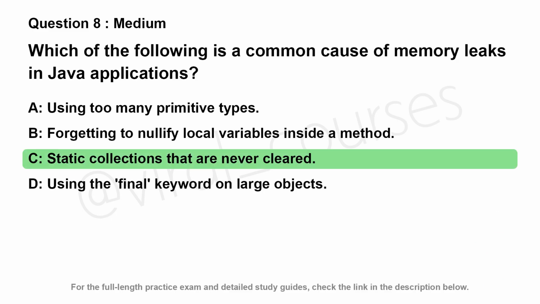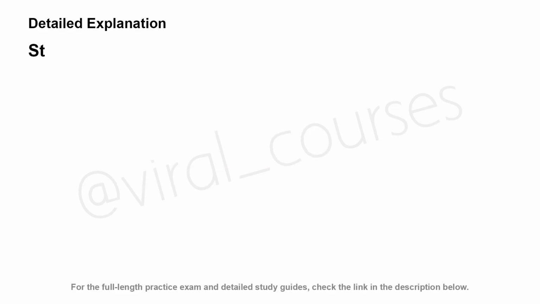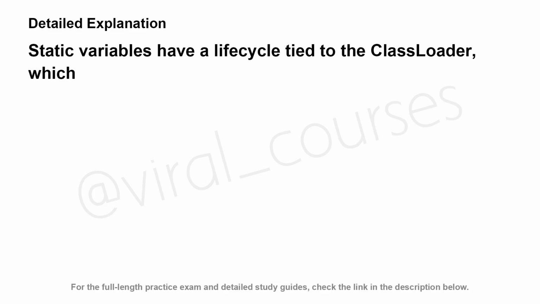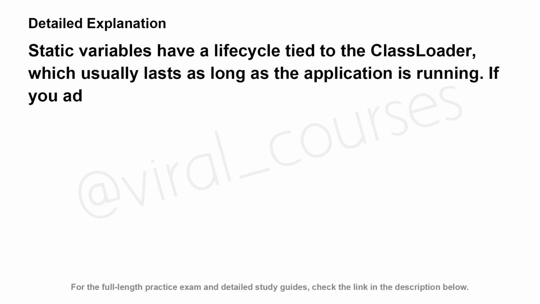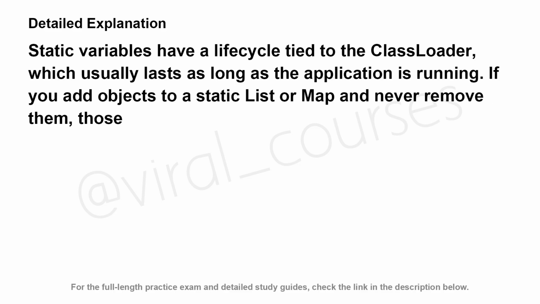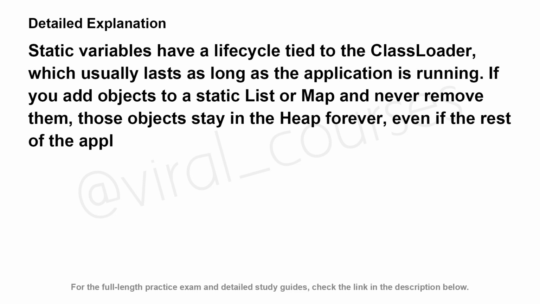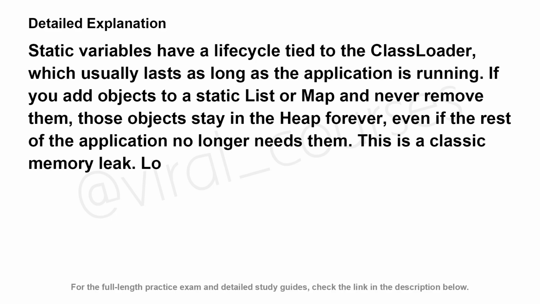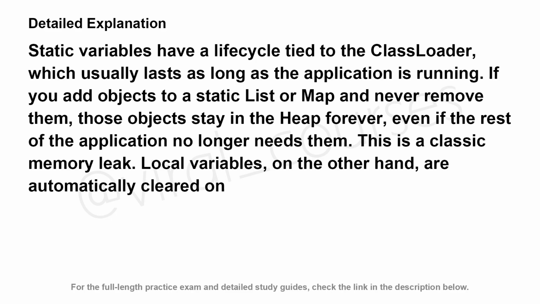The correct answer is C. Static variables have a lifecycle tied to the class loader, which usually lasts as long as the application is running. If you add objects to a static list or map and never remove them, those objects stay in the heap forever, even if the rest of the application no longer needs them. This is a classic memory leak. Local variables, on the other hand, are automatically cleared once the method scope ends.